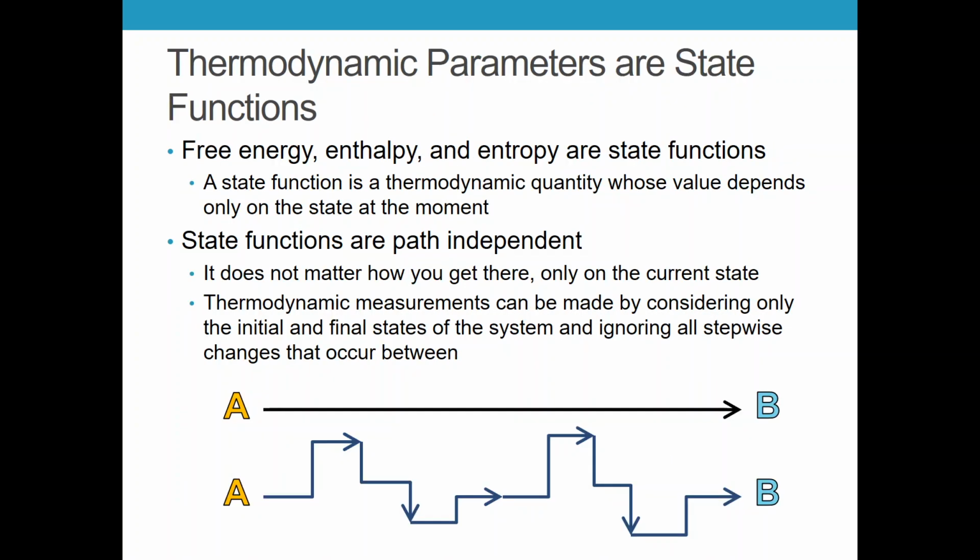All of the thermodynamic parameters that we're going to talk about in this course are considered to be state functions. So a state function is a thermodynamic quantity whose value depends only on the state at the moment. Now, what does that even mean? What that means is thermodynamic state functions don't really care about your path. They don't care how you got from point A to point B. So you'll see here, point A, point B. In the first path, it's just straight. A connects directly to B. So this is a straightforward path.